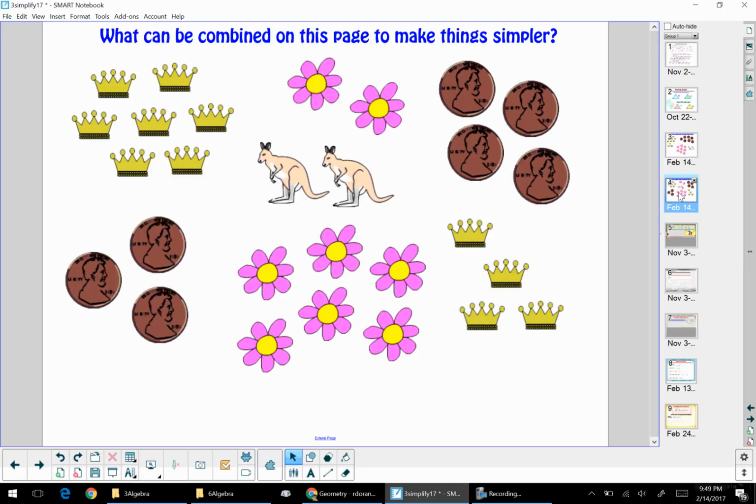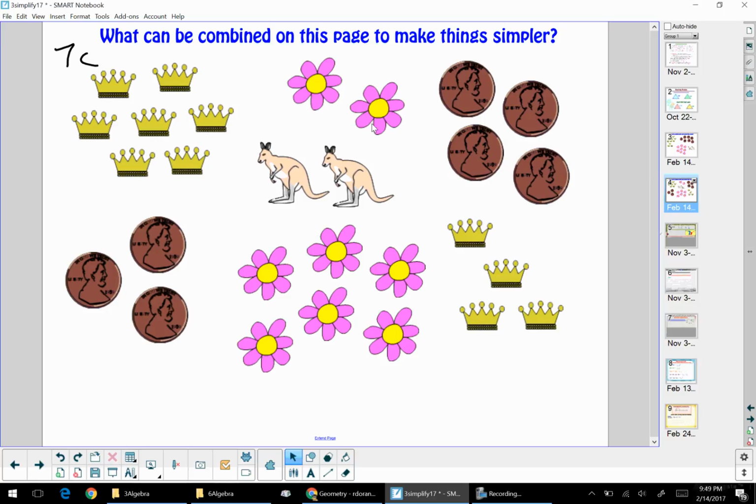So let's say I have these items, and I want to make some detailed notes about what things are on this page and what things I can combine. And I want to express to somebody how to make things simpler. So variables are going to come in really, really handy here. So if I take a look at this little group of crowns over here, I notice there are 1, 2, 3, 4, 5, 6, 7 crowns. So algebraically speaking, if I call one crown C, I can say this group is 7C.